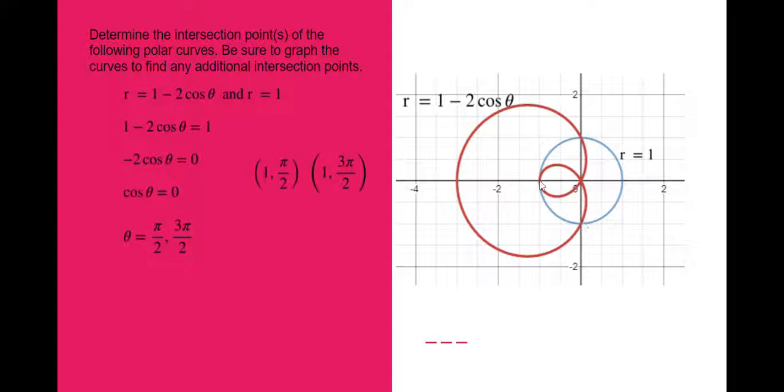But then you'll also see that there's a third point where there's an intersection, and this is one that you can't find through algebra. So you have to graph these two equations to find the third point of intersection, which is 1 comma pi.